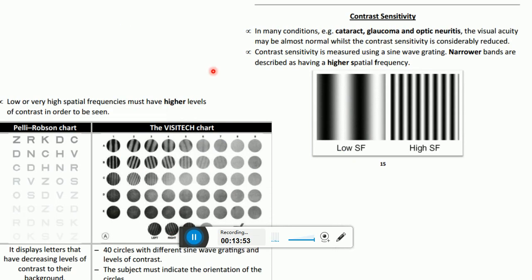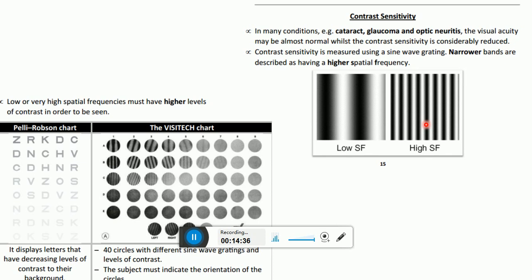Contrast sensitivity. Tests of visual acuity do not adequately reflect the ability of the eye to see low contrast objects such as faces. In many conditions, such as cataract, glaucoma and optic neuritis, the visual acuity may be almost normal whilst the contrast sensitivity is considerably reduced. Contrast sensitivity is measured using a sine wave grating. This is a pattern in which there is gradual transition between alternate light and dark bands. The edges of the bands appear blurred, and narrower bands are described as having a higher spatial frequency.